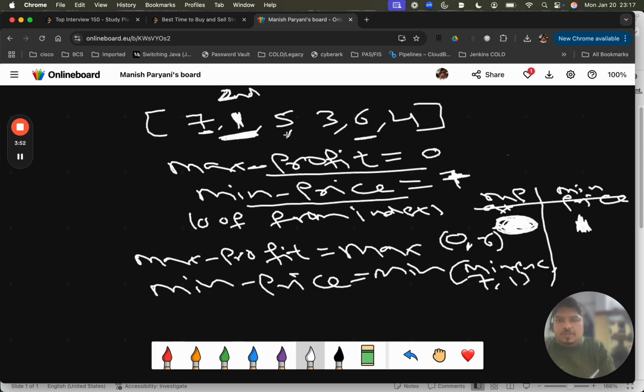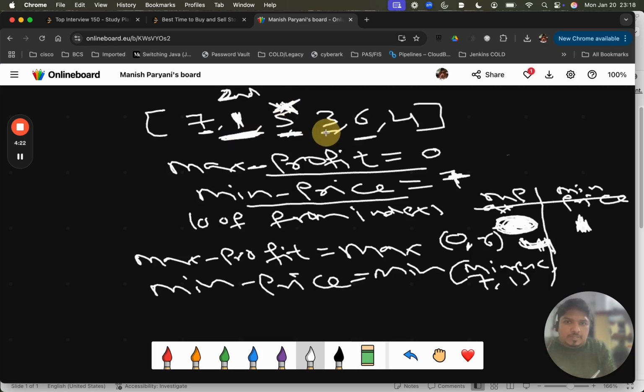Now let's see in the future, next when the iteration comes here. If I sell today on this day, I'll make a profit of 4. Now what is maximum? 0 or 4? 4, right? So 4 is my maximum profit so far. And what is minimum price? Is this 1 minimum or this 5 minimum? 1. So this is good, right? Because this day I will not buy.